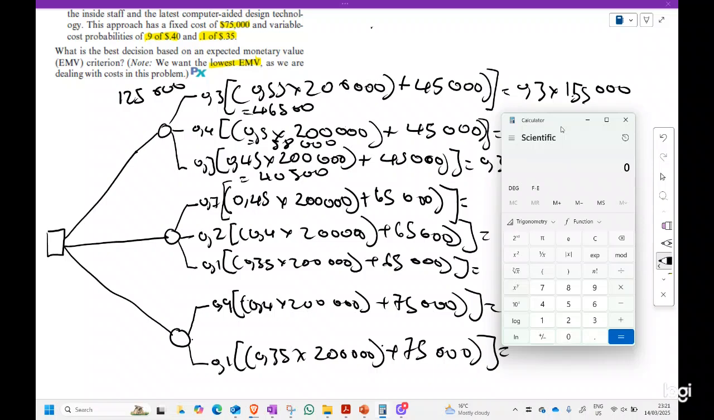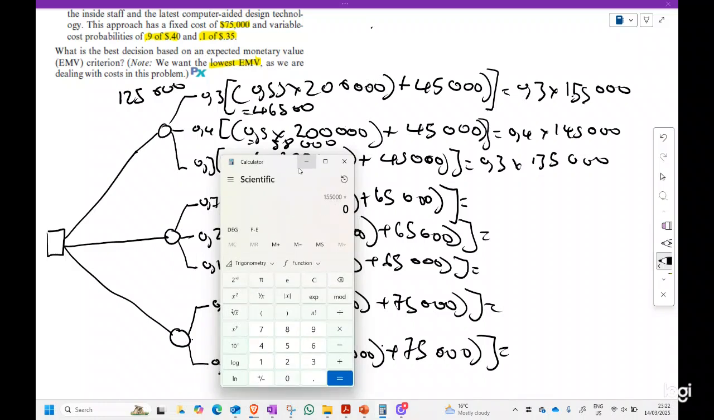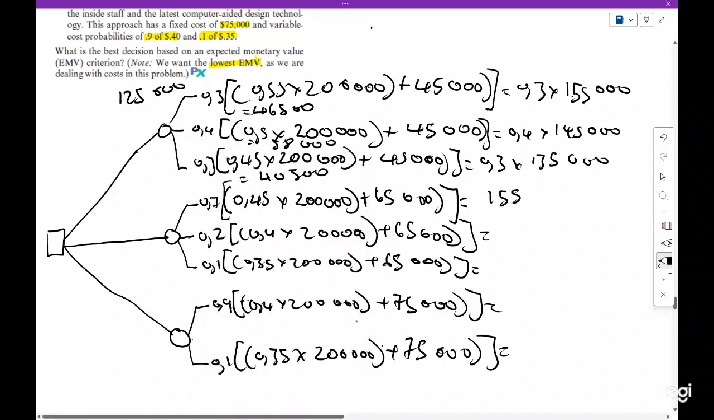0.45 multiplied by this, which is around about 90, plus 65, 155. Okay, multiplied by 0.7. 5,500, 1085.